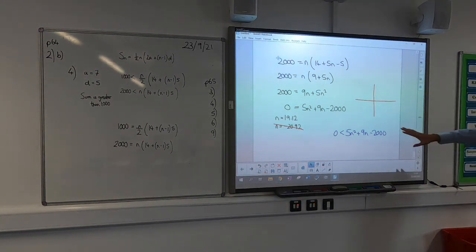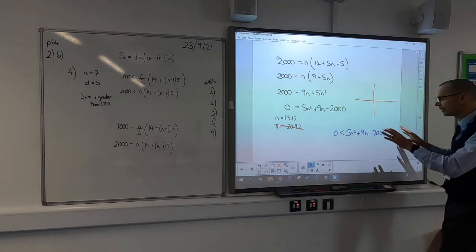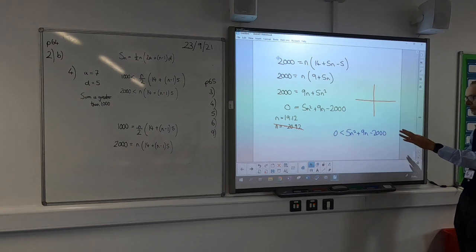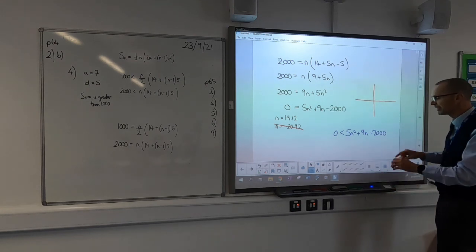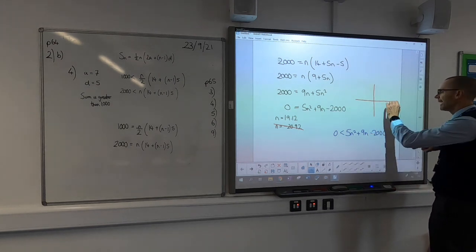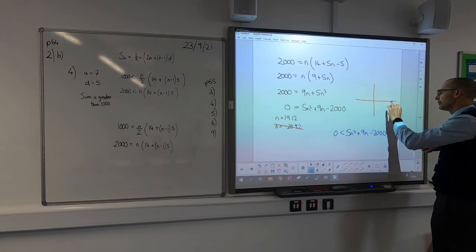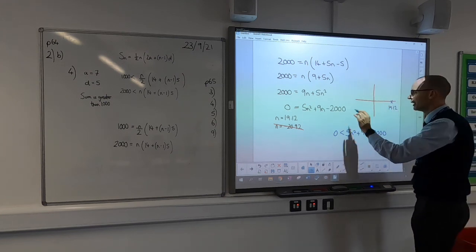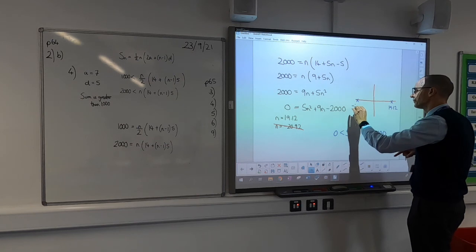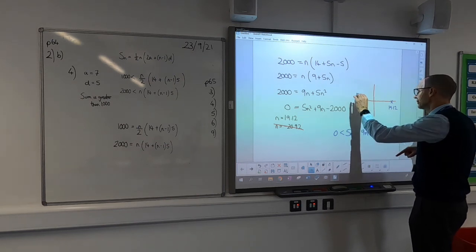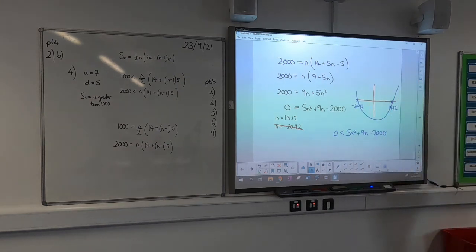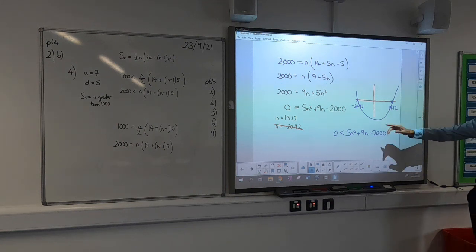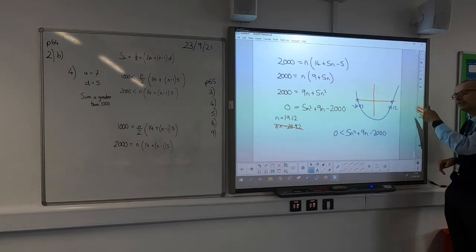Now if I'd left it in an inequality, hopefully you would have been able to interpret it in the same way. I always solve quadratic inequalities with a little graph. So what we're saying is that this equals 0 at 19.12 and minus 20.92. So my solution is it's greater than 0 either before minus 20, well that's nonsense when we turn to a sequence, or after 19.12.